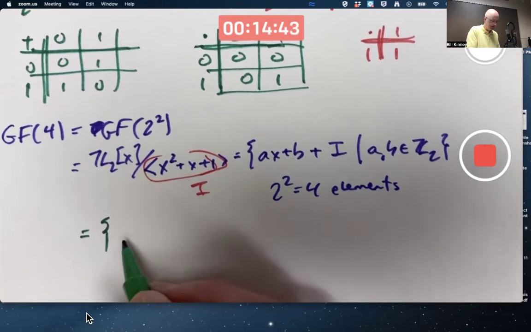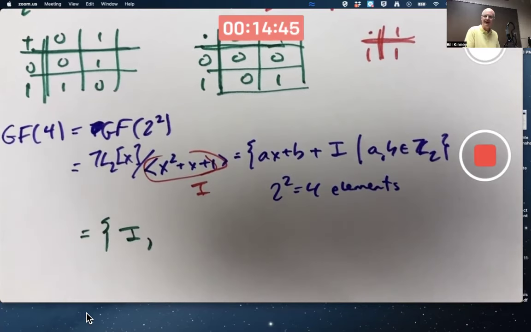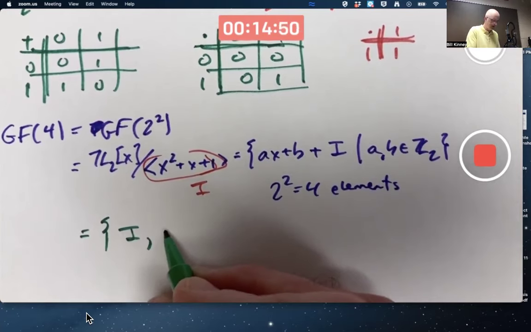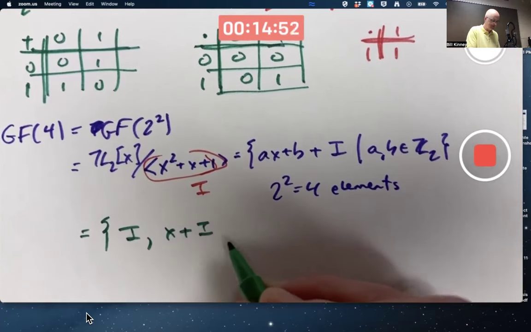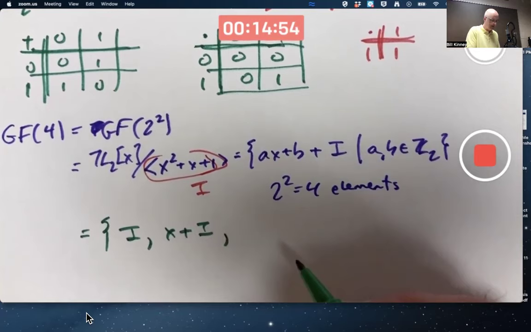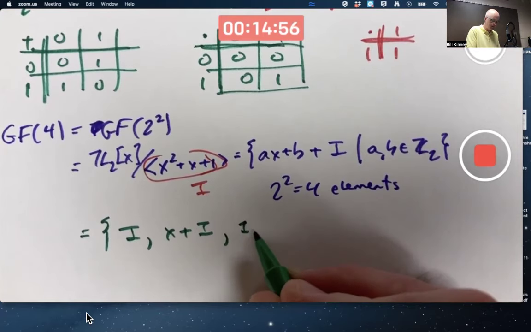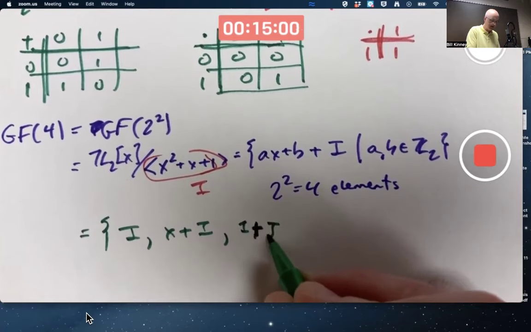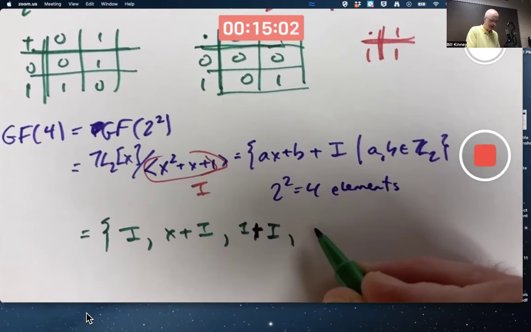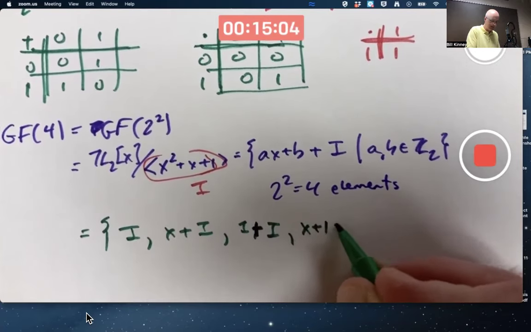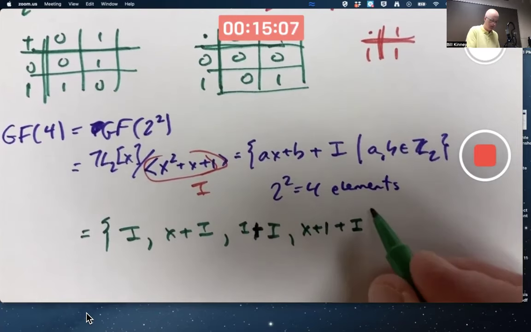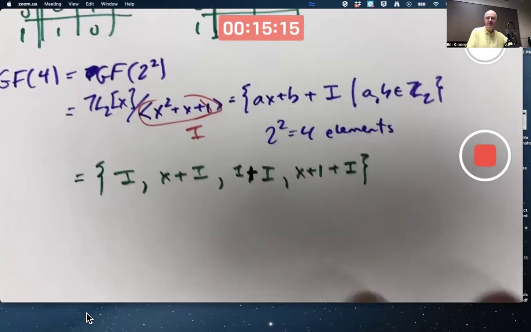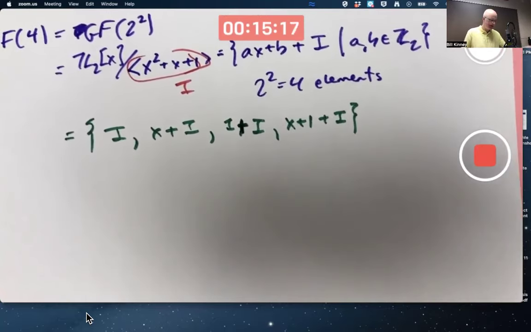A and B could both be 0, so there's the trivial coset, I itself. A could be 1 and B could be 0, so we could also consider x plus I. A could be 0 and B could be 1, so we could consider 1 plus I, which maybe I should have written in the second spot because that's the unity. And the last element is going to be x plus 1 plus I. Let's go ahead and make quick addition and multiplication tables for this.